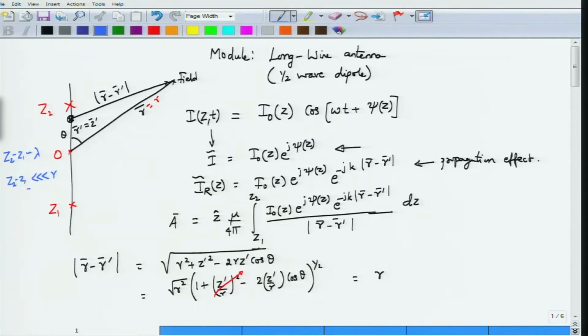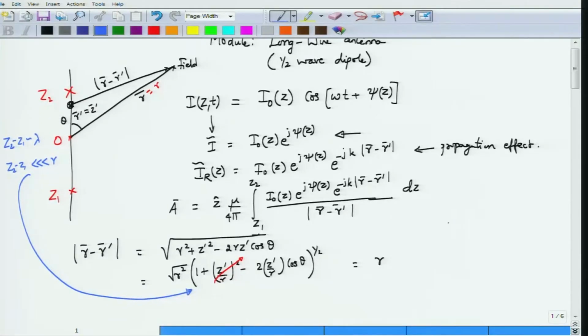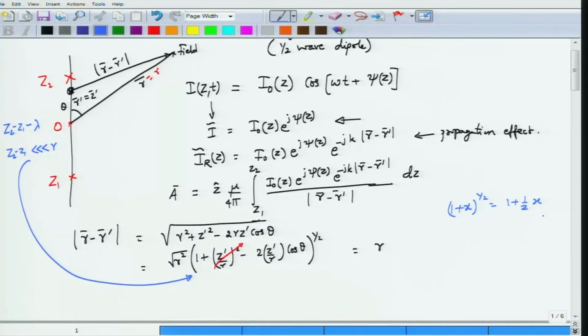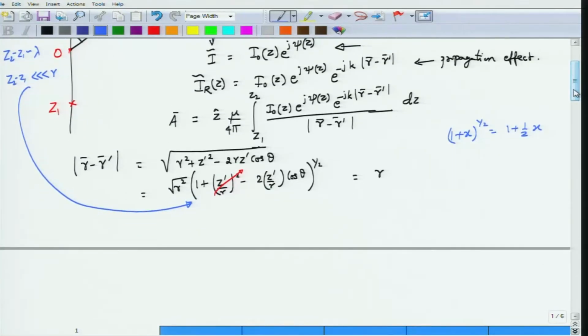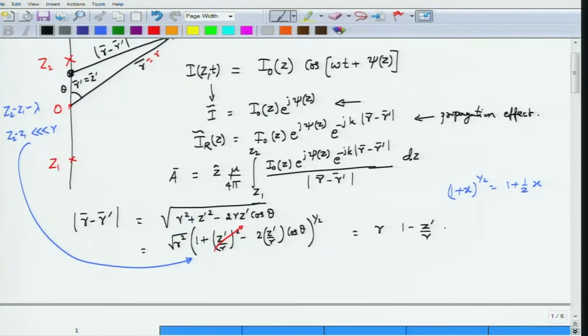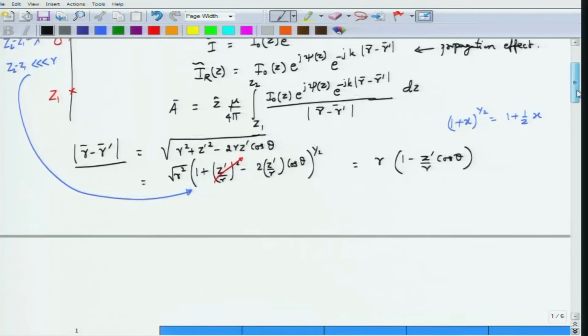So, this is what we are actually putting in this approximation. If I neglect this, I know that the binomial theorem tells me that (1 + x) to the power half must be equal to 1 + x/2. So, I can use this binomial theorem to write this as r into (1 minus z prime by r cos theta). This is what you get for r minus r prime.